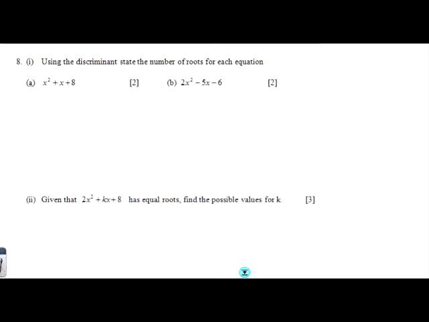So, in this question we are asked to use the discriminant to state the number of roots. So basically we're asking you, will it have 2 roots and cross at 2 places? Will it have 2 equal roots and cross there? Or will it have no roots and simply not cross?